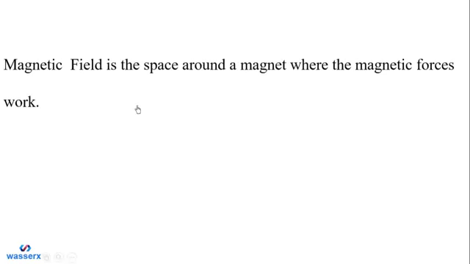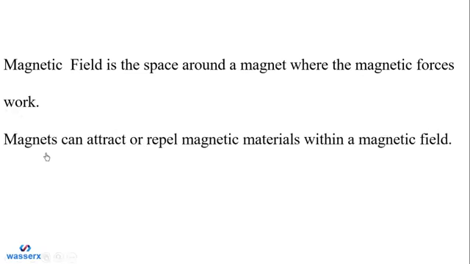Magnetic field. Magnetic field is the space around a magnet where the magnetic forces work. And magnets can attract or repel magnetic substances within a magnetic field. So the space around a magnet where the object experiences the magnetic force, we refer to that space as magnetic field.